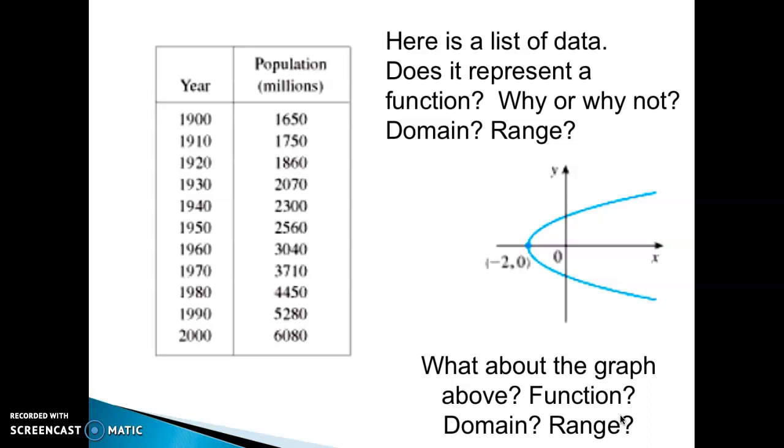And the answer is no. The reason we know this is that a function must pass the vertical line test. Notice I could still find the domain and range, which is the input and the output of the function: what x values go in, or what input values go in, and what output values come out. But this is actually not a function. This is a relation. So it does not represent a function because it fails the vertical line test.